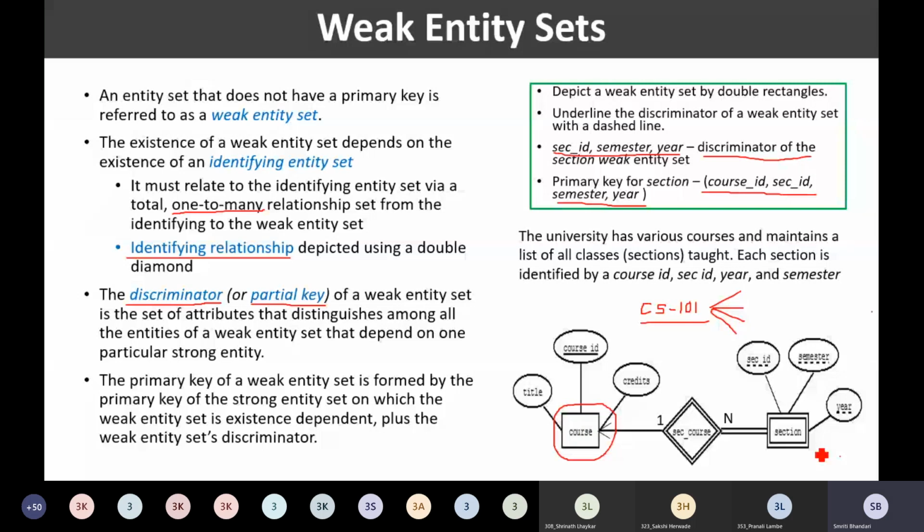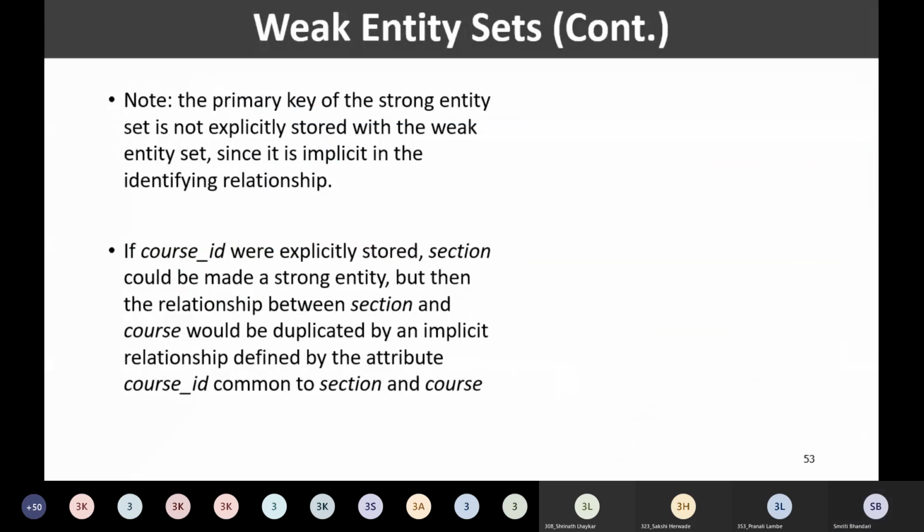Correct? Any doubt? You understood? Yes, ma'am. May I proceed now? Yes, ma'am. Okay. So now let's note few important points. And what are those few important points?